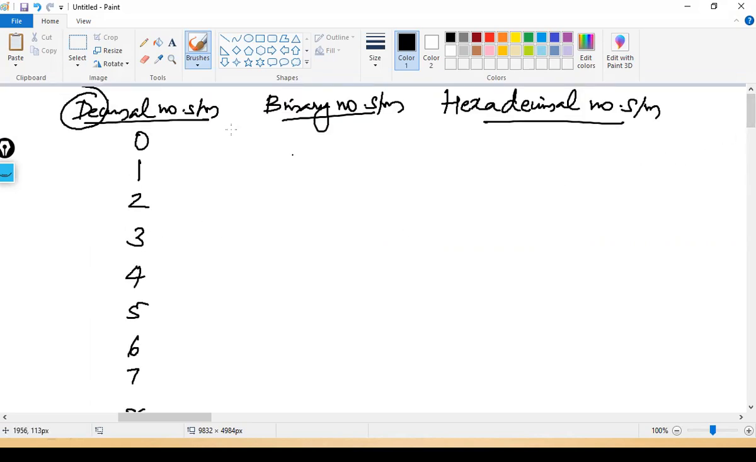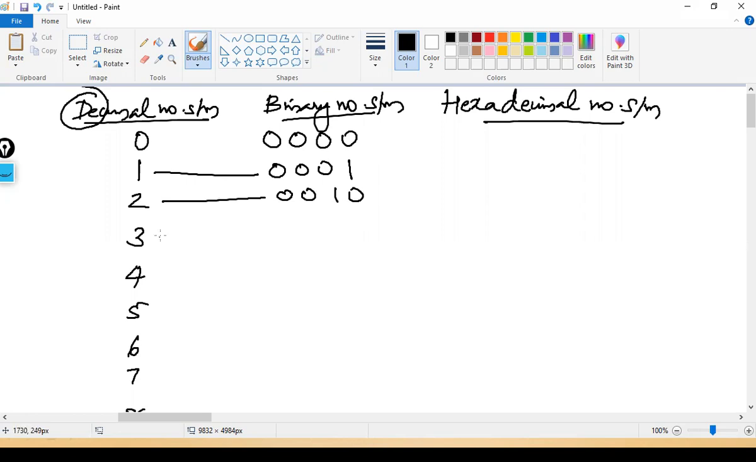Now, the binary number system goes like this. 0, 0, 0, 0. Then 0, 0, 0, 1. Then 0, 0, 1, 0. Then 0, 0, 1, 1. Then 0, 1, 0, 0. You might be wondering.